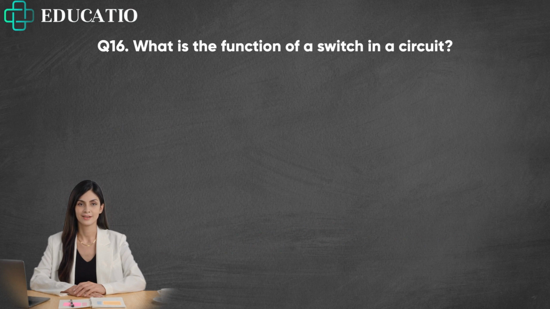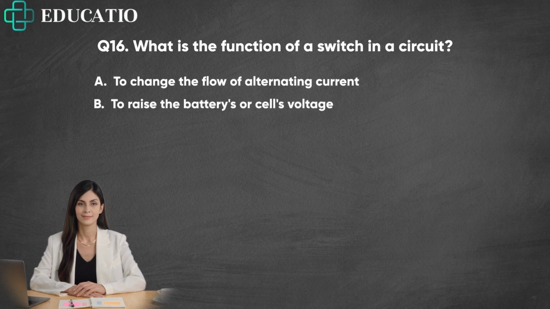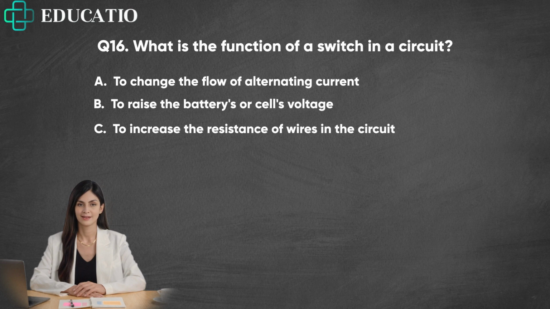Question 16. What is the function of a switch in a circuit? A. To change the flow of alternating current. B. To raise the battery or cell's voltage. C. To increase the resistance of wires in the circuit. D. To allow the circuit to open and close.